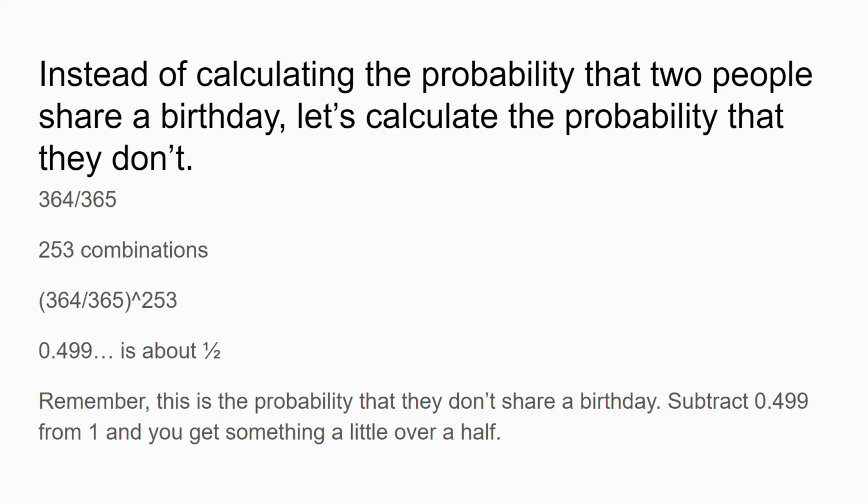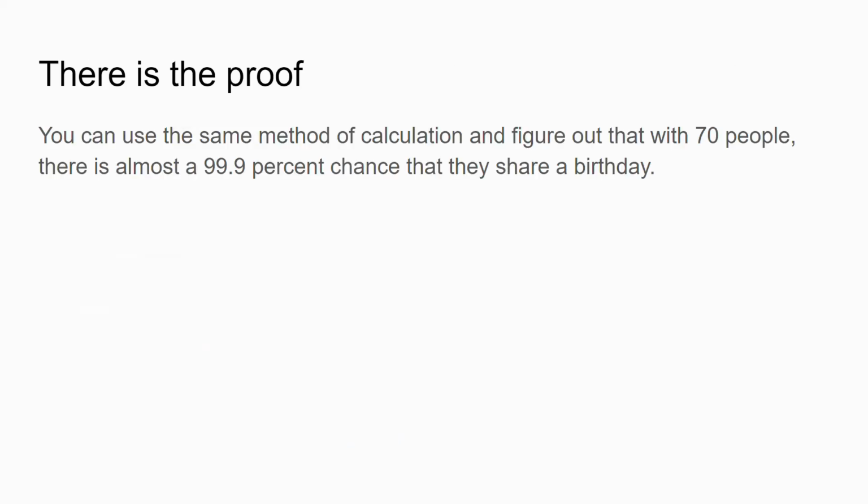Remember, this is the probability that they don't share a birthday. Subtract 0.4995 from 1, and you get something a little bit over half. So it's more than likely that with just 23 people, at least 2 of them will share a birthday. Pretty interesting, isn't it? Okay, you probably understood the proof for this, but imagine a scenario with 70 people. In fact, if you do the same method I used before, you will get approximately a 99.9% chance that they share a birthday, even though 70 is nowhere near 365. Later I'll show a more intuitive proof using a little bit of programming.